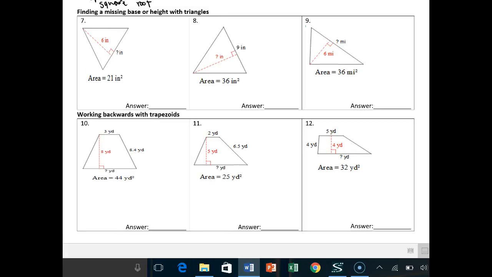All right, and finally we've come to finding a missing base or height with triangles. So right off the bat, you're going to want to write your area formula for a triangle, since these are all triangles. So area is equal to base times height divided by 2. And then you're going to plug in the information that you know. So I know my area, it's 21. So 21 is equal to, I don't know my base, but I do know my height. So base times 6 divided by 2.